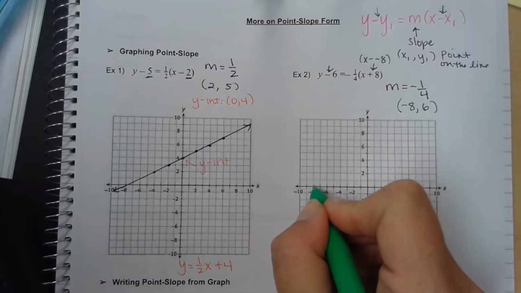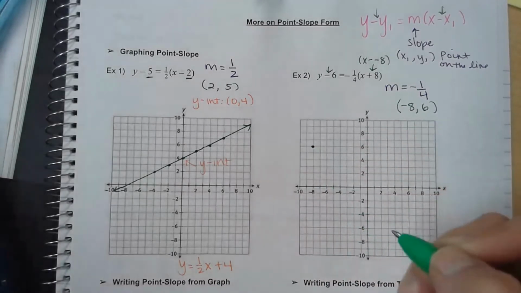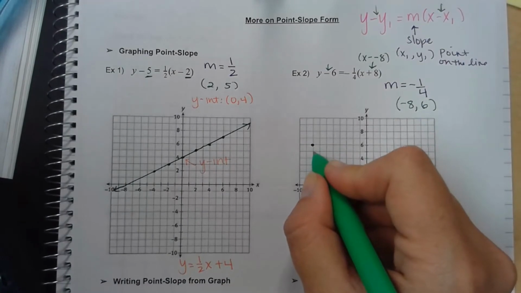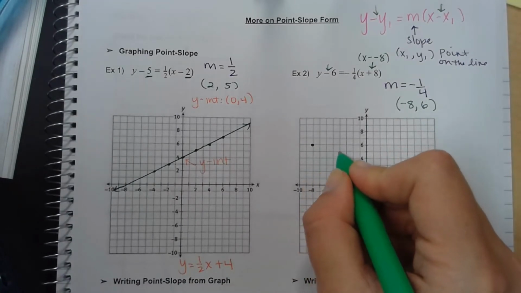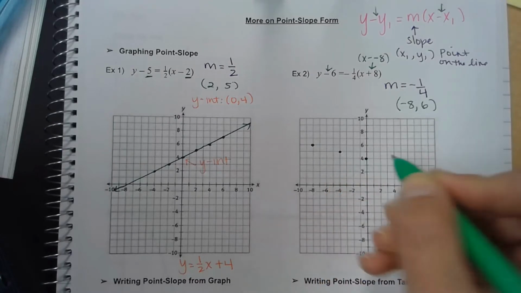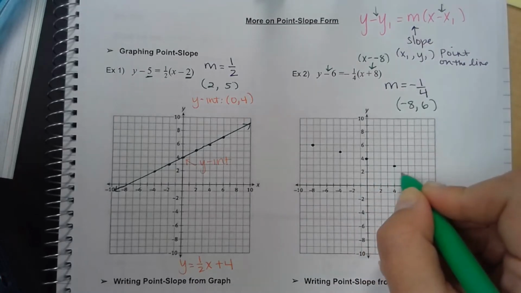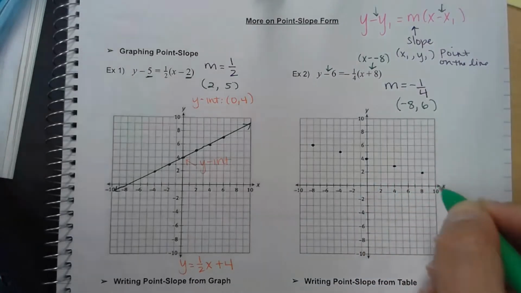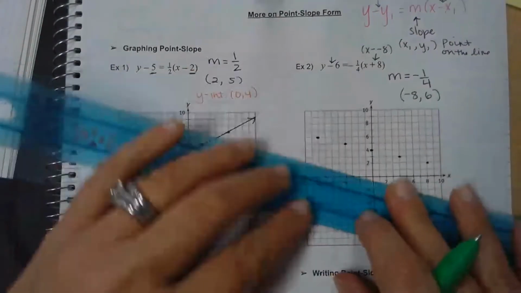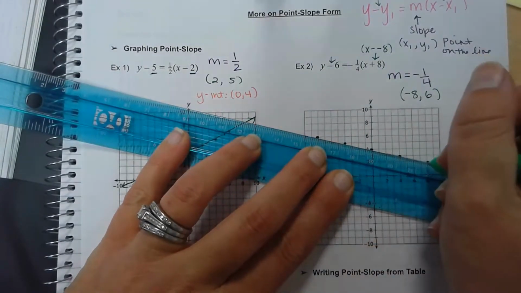So let's plot that. -8, and then up 1, 2, 3, 4, 5, 6. My slope is -1/4, so I'm going to go down 1 over 4. Down 1, over 4. Down 1, over 4. Down 1, over 4. Always make sure that when you are graphing, you use a ruler so we get a nice straight line.